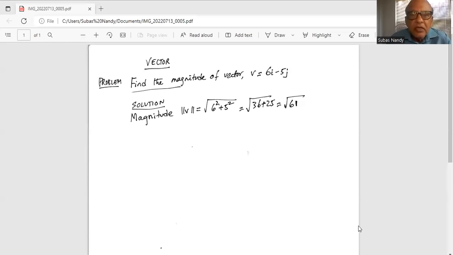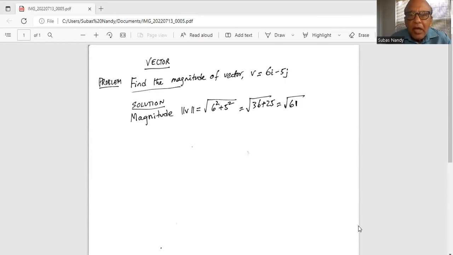Today we are going to talk about another problem in vectors, so I'll share my computer screen with you. Find the magnitude of the vector 6i minus 5j.